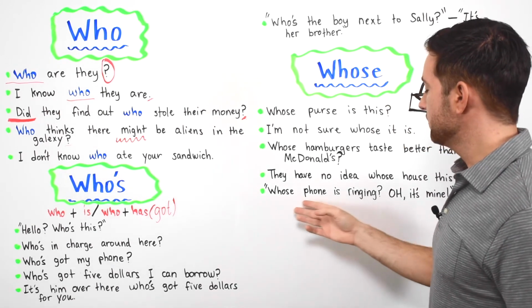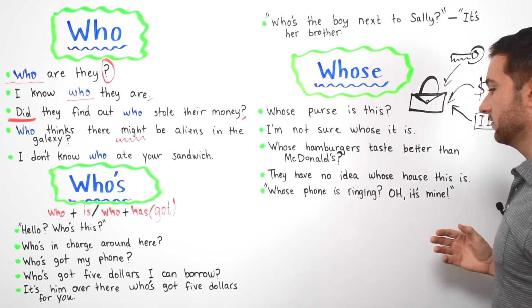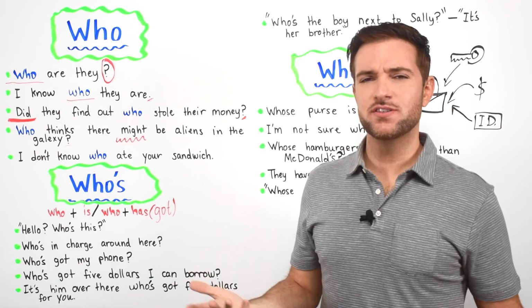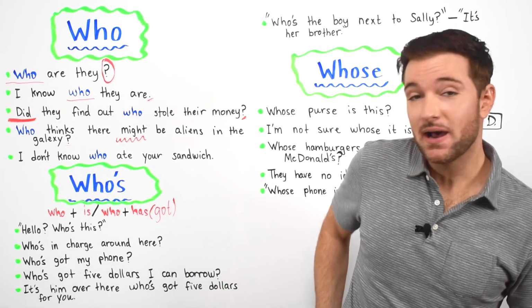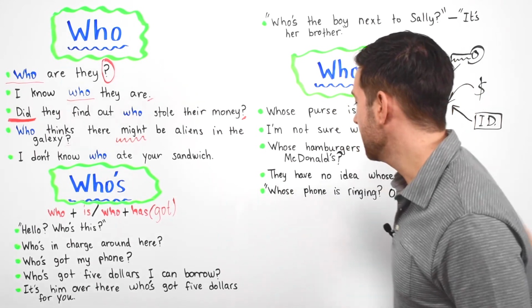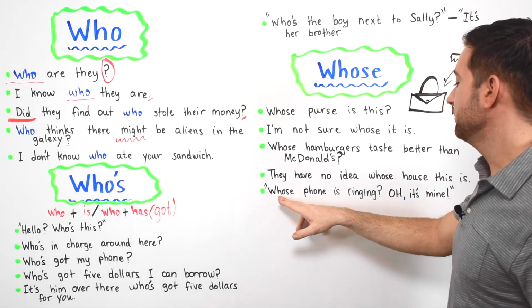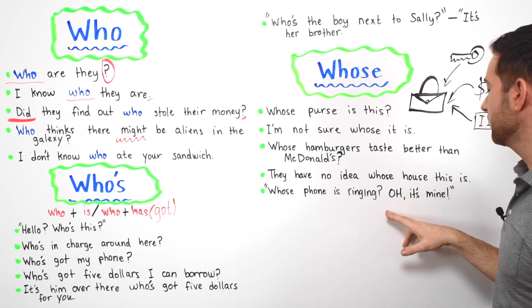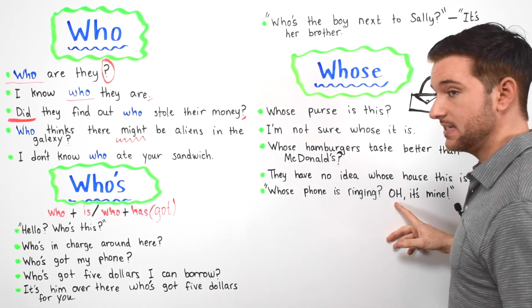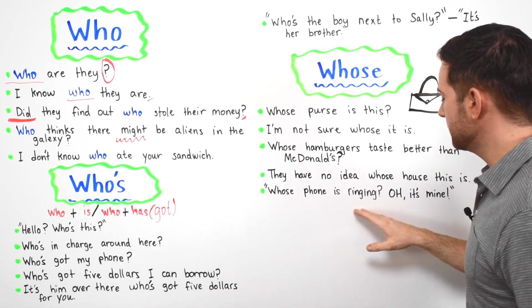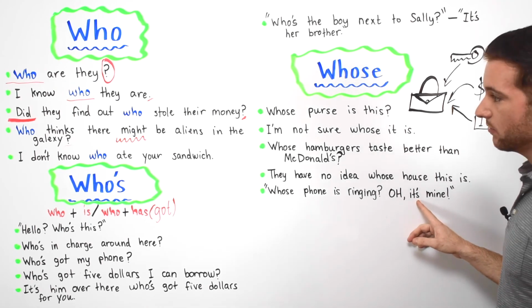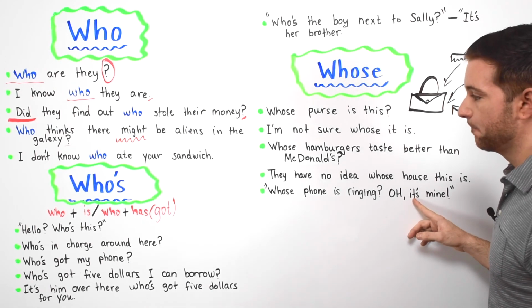And finally, whose phone is ringing? Oh, it's mine. Okay, so you're asking a question. Guys, hey, whose phone is ringing? Oh, it's mine. It's my phone, right? Notice here that we have whose, and we have a question mark, and then we're continuing the statement made by one person. Whose phone is this? Oh, it's mine, okay? It's is also a contraction of it is, okay?